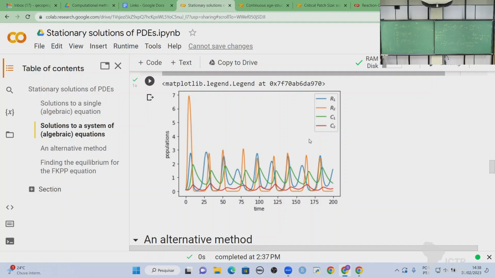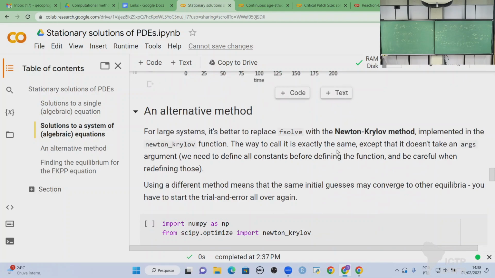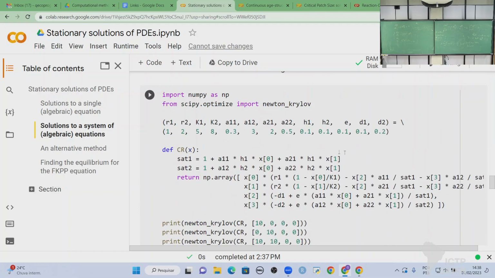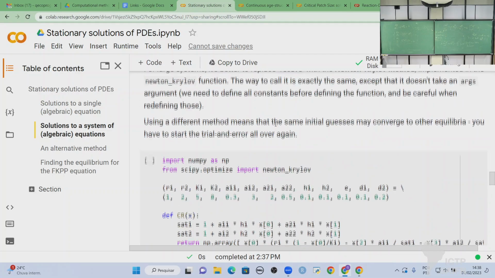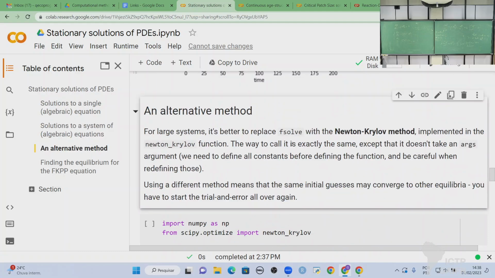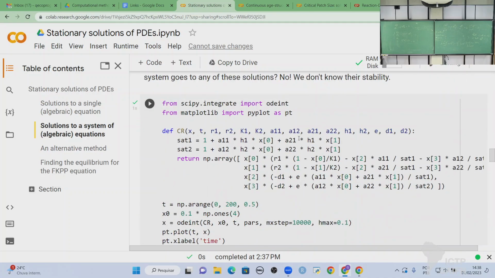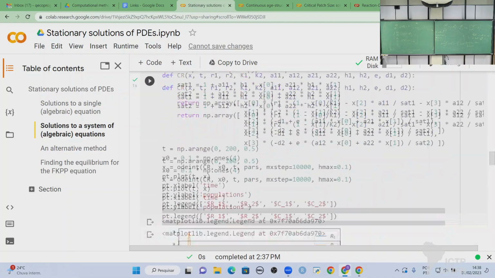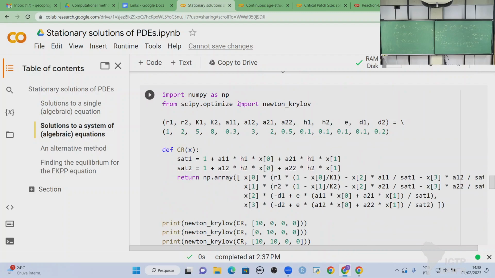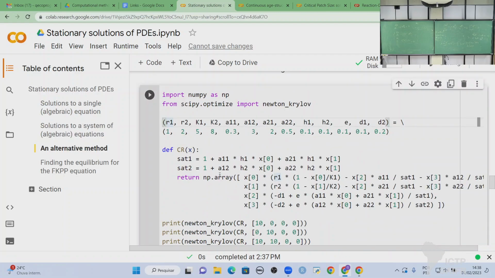Then you use another method instead of F-solve that is called the Newton-Krylov method. That is pretty much the same. The only thing that I don't like about Newton-Krylov is that it doesn't have that RDS parameter that we had here. So you have to do funny stuff like you write this out, and then you have to define your parameters beforehand and not as arguments over here.